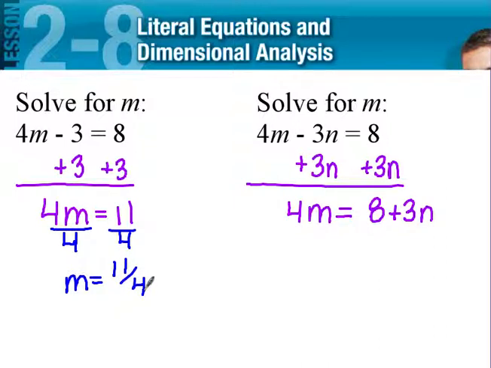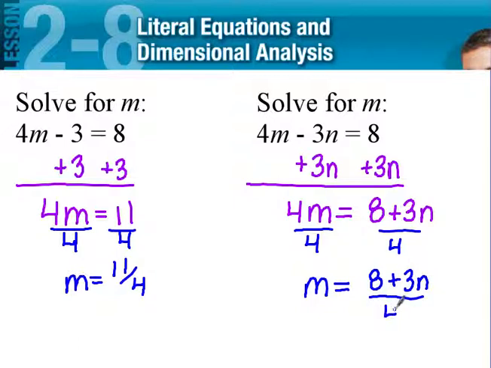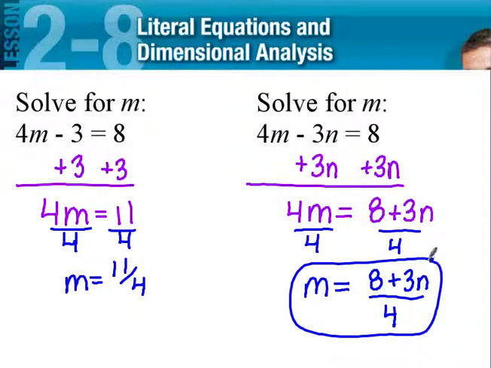What am I going to do over here? Divide by 4, same thing. Now, over here on the right side, I can't divide each of those by 4. So my answer is just 8 plus 3n, all over 4. And there you go. It's along the same lines as what you've been doing. Some people think these are harder just because they've got multiple variables. I think they're easier because you don't have to worry about adding and dividing things.